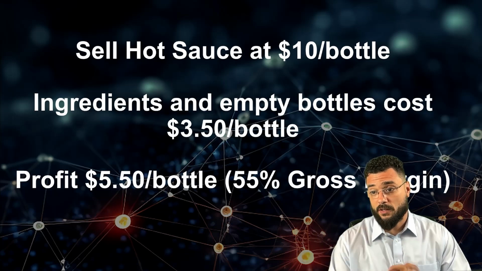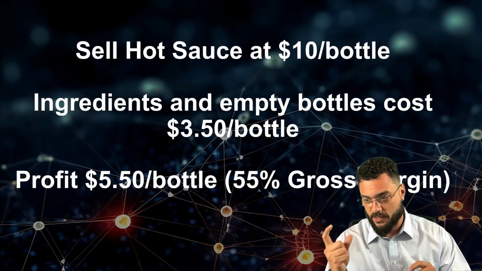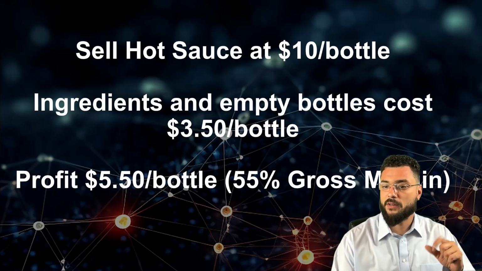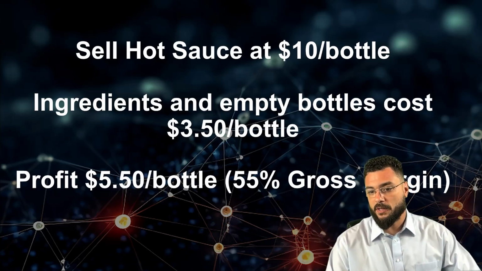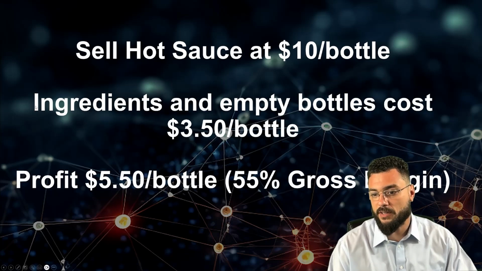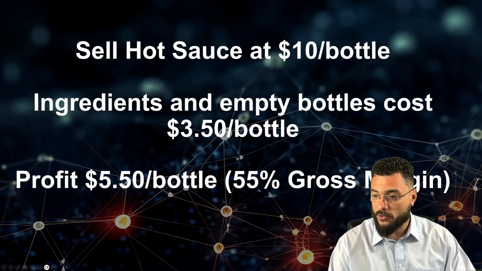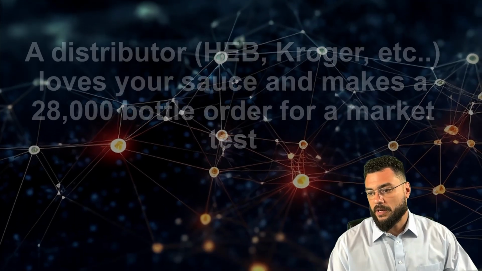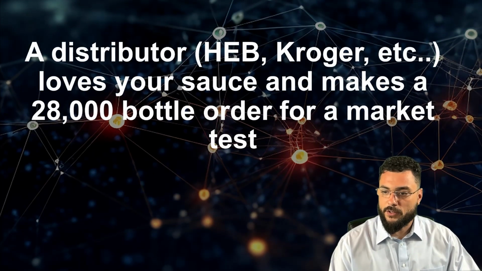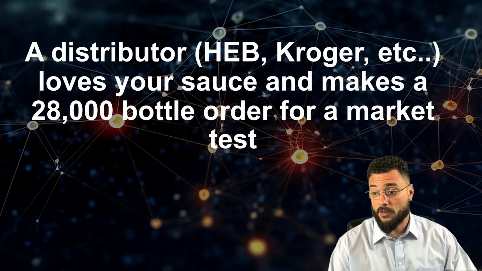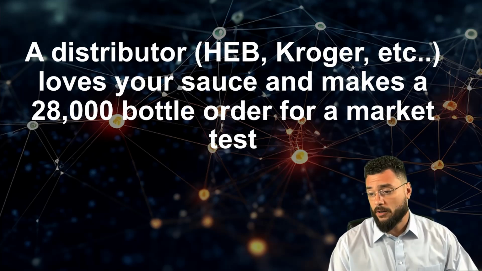So you sell hot sauce, $10 a barrel, or $10 a bottle. Barrel of hot sauce, $10, I'd be all over that. $10 a bottle. Ingredients and empty bottles cost you $3.50. Your profit is $5.50 a bottle, or 55% gross margin. That's great and dandy. A distributor wants to pick you up, H-E-B, Kroger, Albertsons, I don't care, pick somebody.